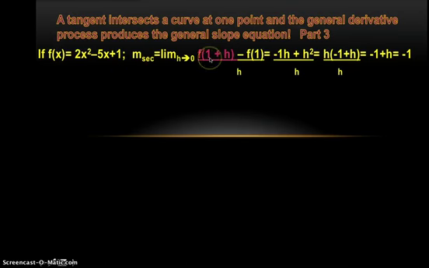We substituted in 1 plus h and 1. This was already done in detail. And our answer, after we plugged in h is 0, was -1. Now that was the slope of the tangent line at the point x equals 1.